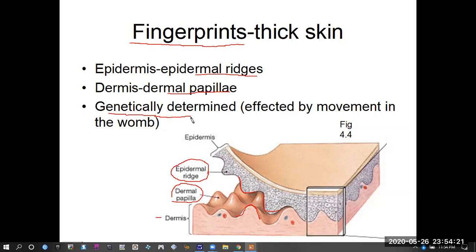However, not only is it a genetic trait, the final appearance of our ridge patterns is influenced by fetal activity. So movement within the womb, also at that very early developing stage, does play a role in the final appearance of our own unique fingerprints. And every person, despite identical genetics even, will have their own unique, distinct fingerprints.